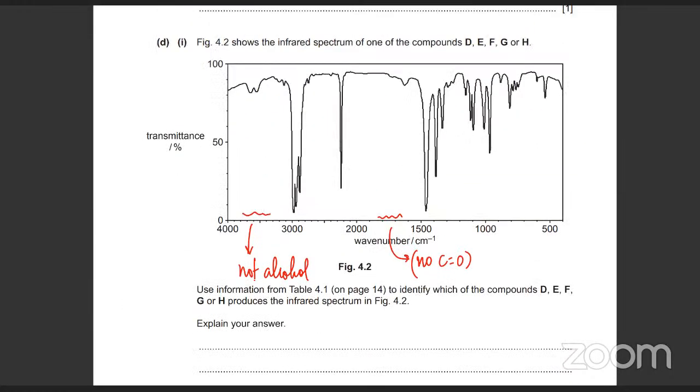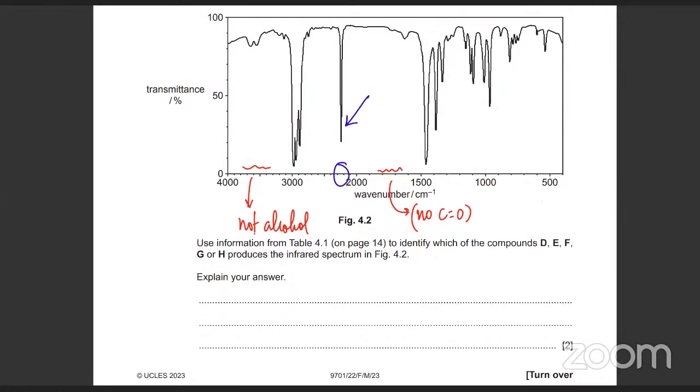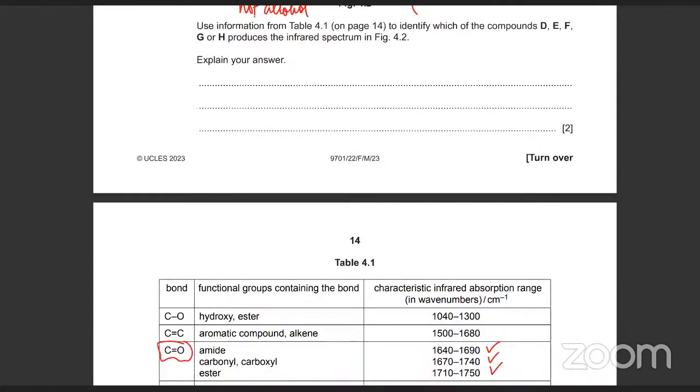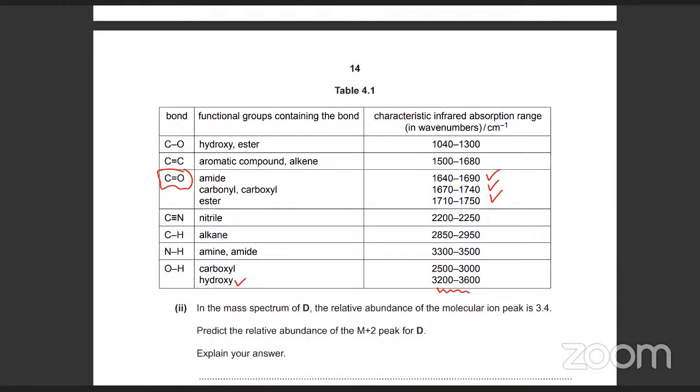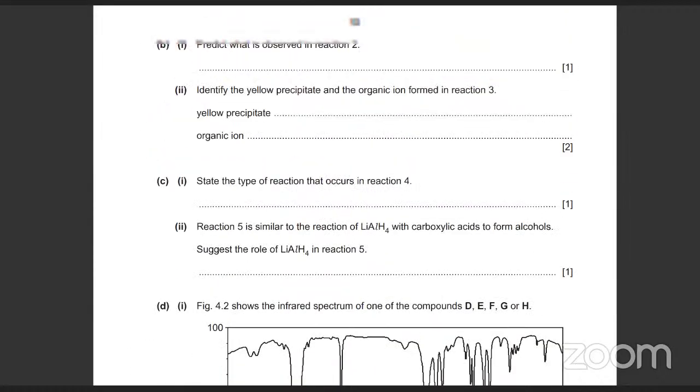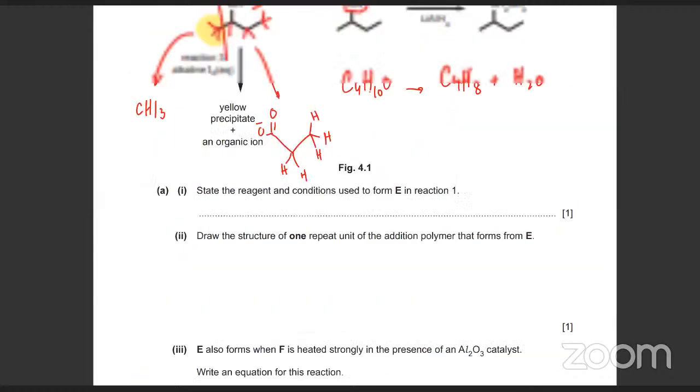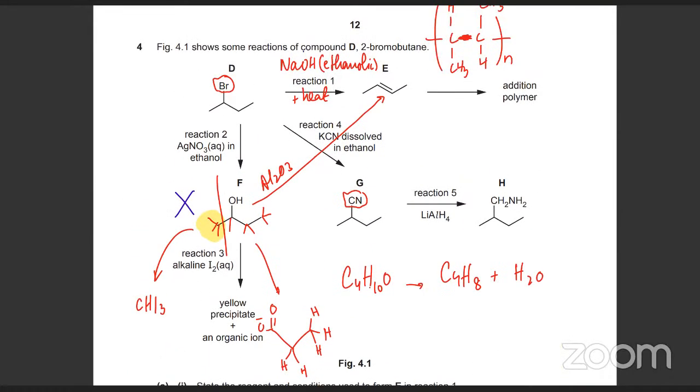So we've got this absorption at 2200. Have a look at 2200. That must be a nitrile. So it's a nitrile. There's only one nitrile, which is G. That's going to be our answer in this case. Is that clear?